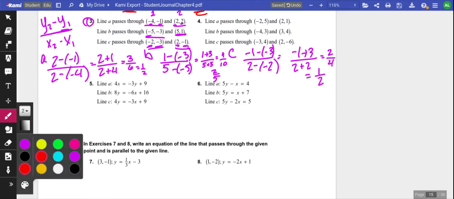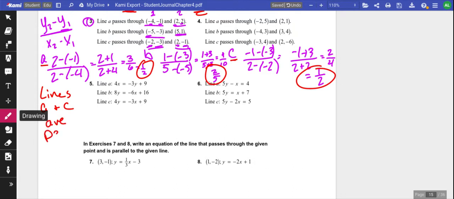All right, so I've got 3 different slopes here. I've got 1/2, I've got 2/5, and I've got 1/2. So I know that my lines that are parallel are these lines with the same slope. So what is that? Line A and line C. Okay, so my final answer here would be lines A and C are parallel. 1 R and 3 L's. I always almost misspell parallel. Lines A and C are parallel.